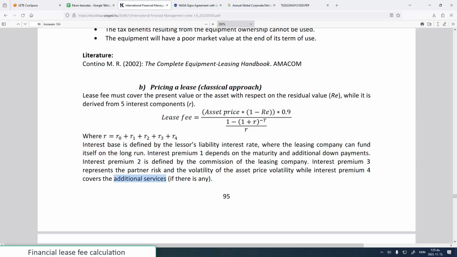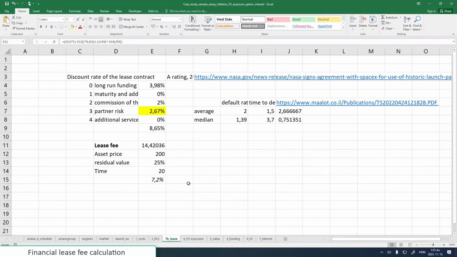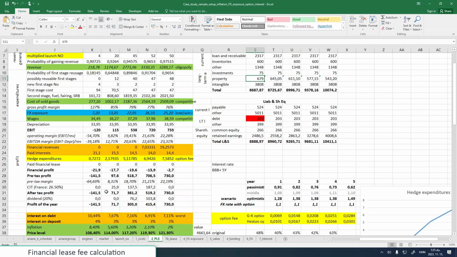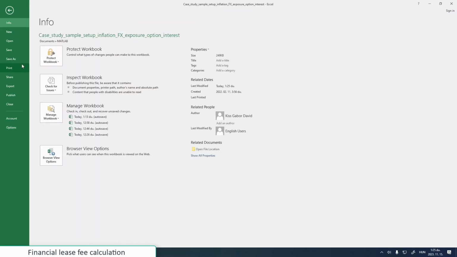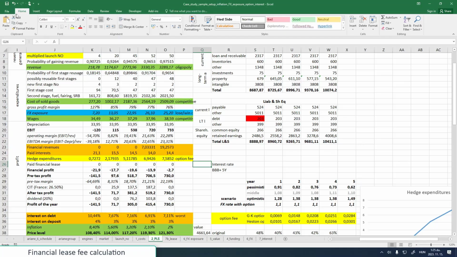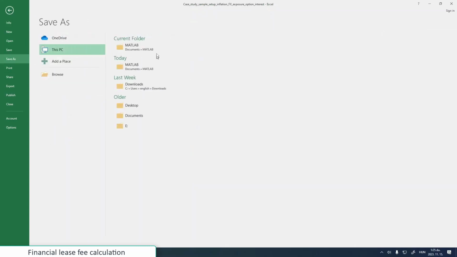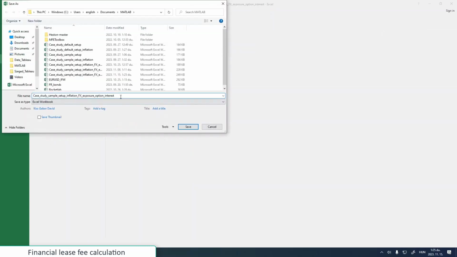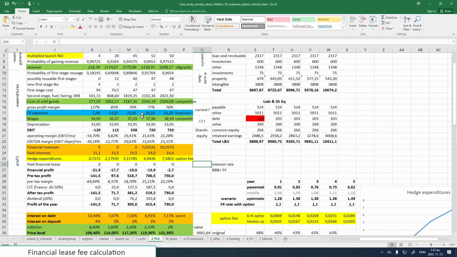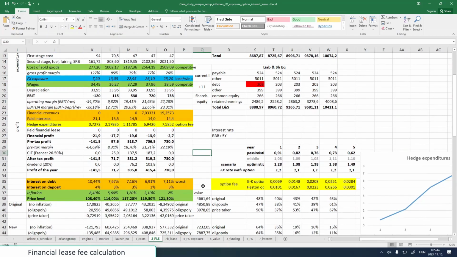Okay, in this case I think that we should create another save file from this one, because I have to dig in here, but at the same time I should eliminate the interest payment on that, so that would change so many things here. So let's create a save as. First save this one. Okay, then save as, in the MATLAB folder, exposure option, interest, lease. Sooner or later, before we reach a kilometer-long file name, the semester will end.